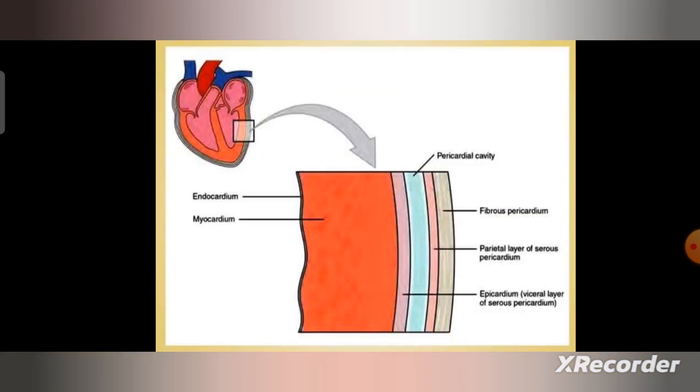So this figure represents the various layers present in the heart. There are three layers present in the heart. The outermost is the pericardium, the middle is the myocardium, and the innermost is the endocardium. And the pericardium consists of three layers. First is the fibrous pericardium, second is the parietal layer of serous pericardium, and third is the epicardium, which is the visceral layer of serous pericardium. In between the visceral layer and the parietal layer of serous pericardium is a cavity which is known as the pericardial cavity.